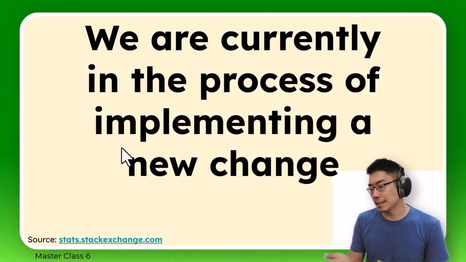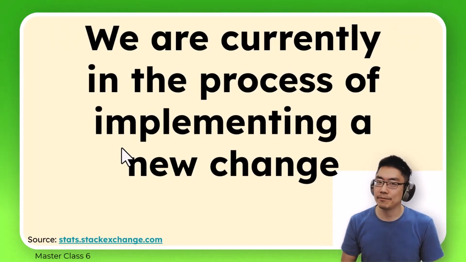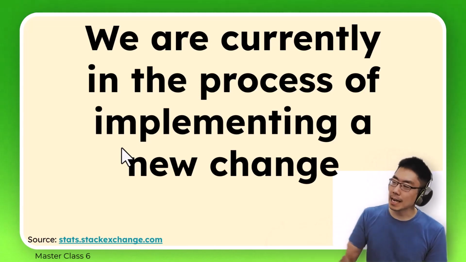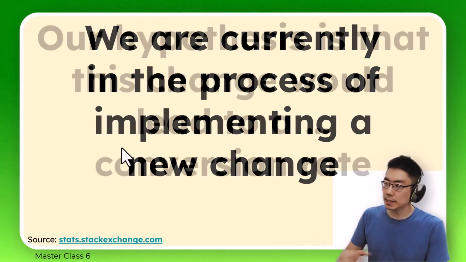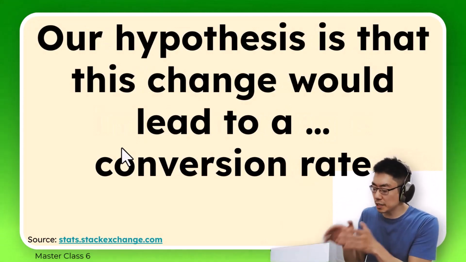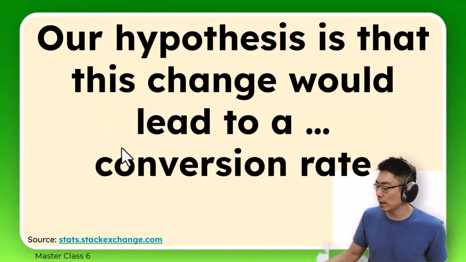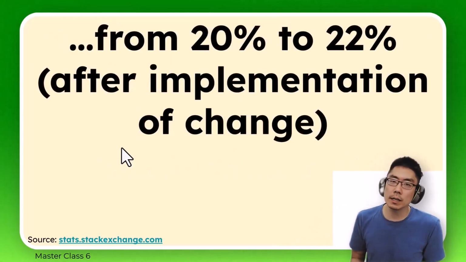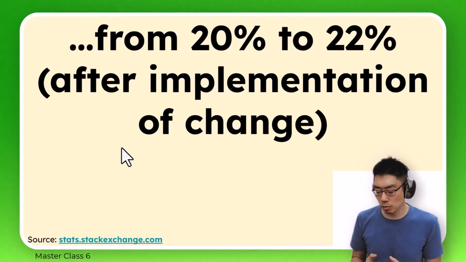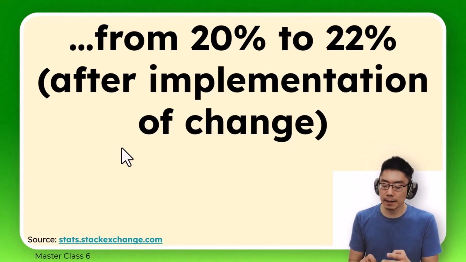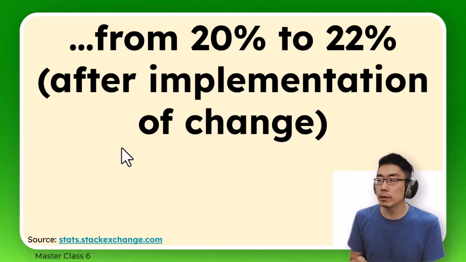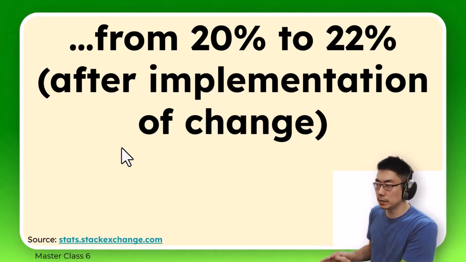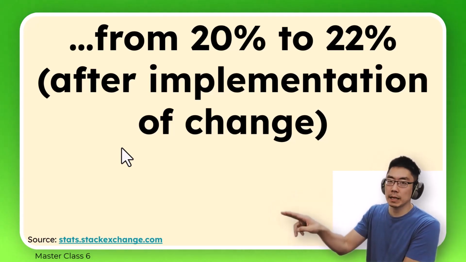Another business person asked in Stack Exchange in the statistics forum with some very smart statistics people answering questions way beyond what I can process. And the person asked the question, we're currently in the process of implementing a new change. And their hypothesis is that this change is going to lead to a change in the conversion rate so that it goes from 20% to 22% because of this change. And the question was, how many people do they need to survey or have like page views before they can accurately say, yep, this 2% change was because of your action.